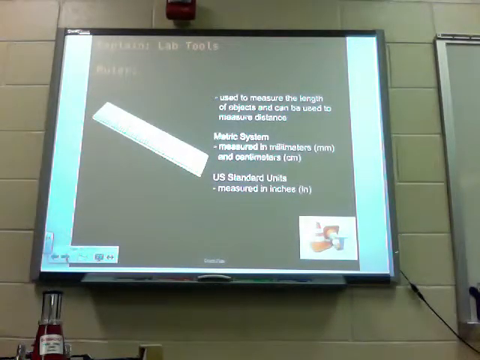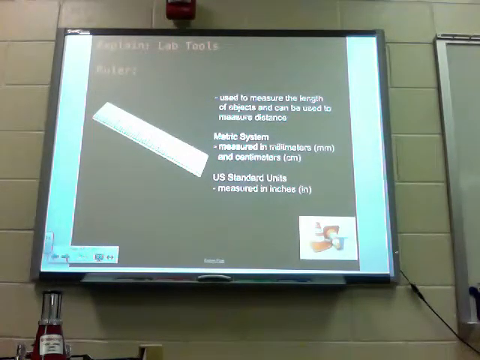A ruler. Now, how many of you in here know what a ruler is? Okay? But officially, a ruler is used to measure the length of objects and can be used to measure distance as well. Rulers can measure using the metric system, which measures in milliliters. Oh, milliliters? You mean meters, millimeters, and centimeters.